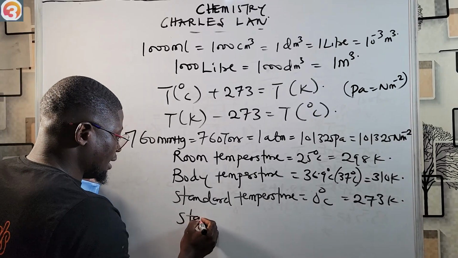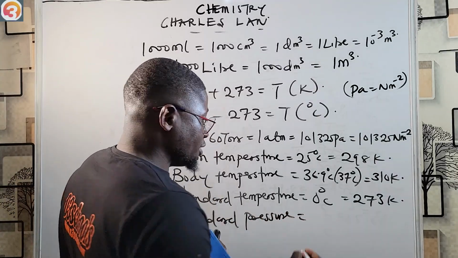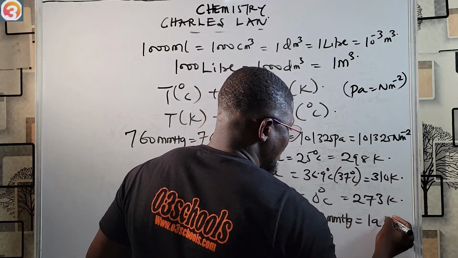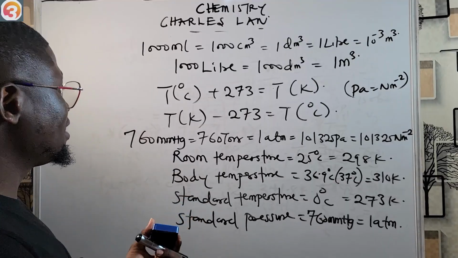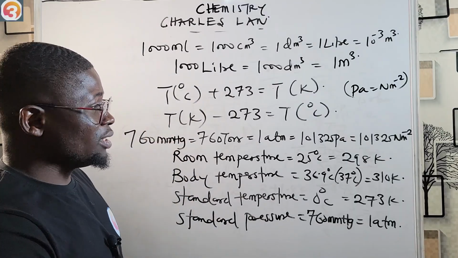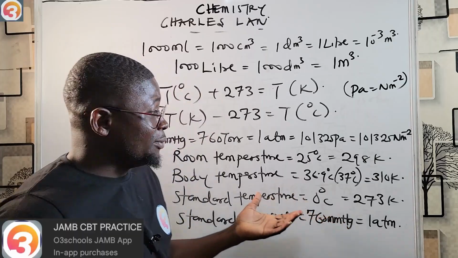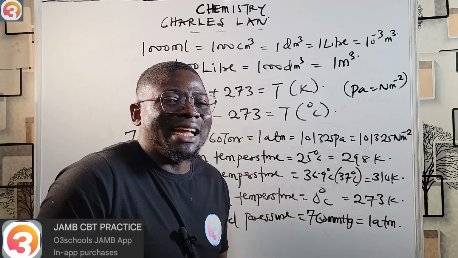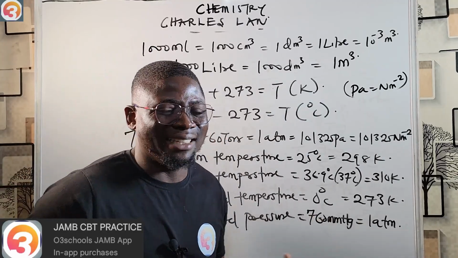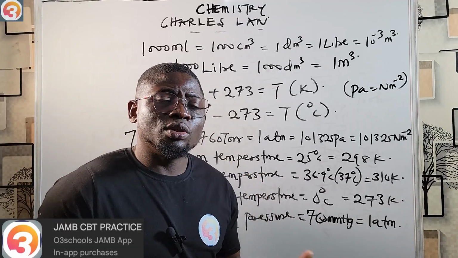Then of course we have standard pressure. Standard pressure is what? 760 millimeter mercury, or we call it 1 atm. All right. So all these things you are expected to know as a student, because when you see calculations, an examiner may just want a simple question, but he may give you another unit and tell you to give the answer in another unit. And because you do not know these conversions, you just fail that simple question like that.